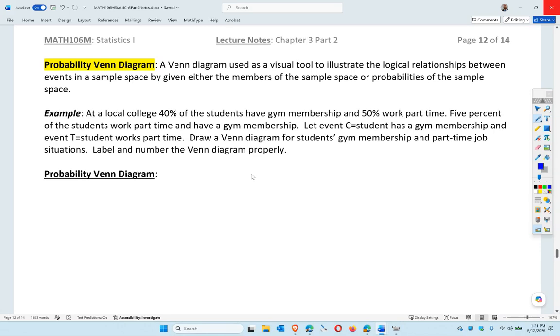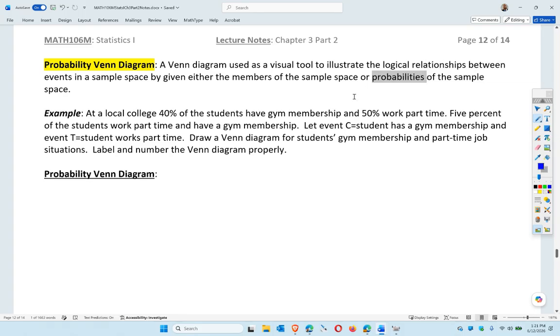Alright, this is Chapter 3, Section 5. This is the second video. In the first video we made tree diagrams, probability tree diagrams. Now we're making probability Venn diagrams, which can be the sample space or the actual probabilities, essentially. We're going to make them with the actual probabilities.